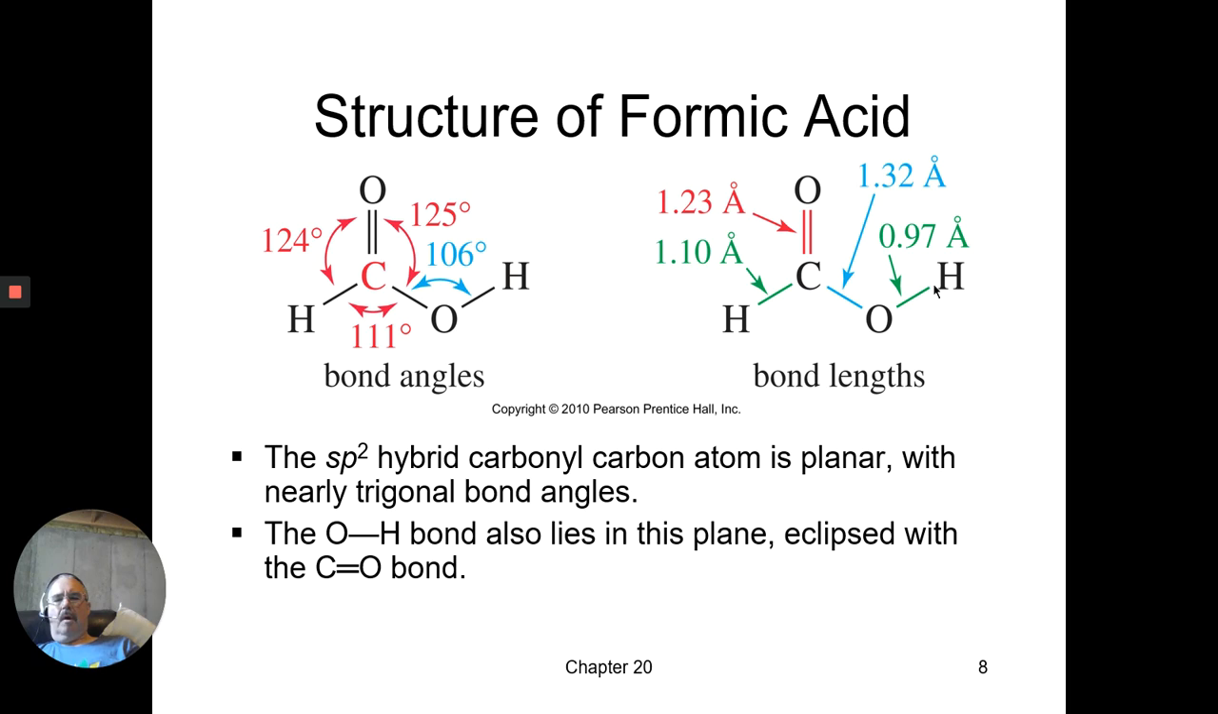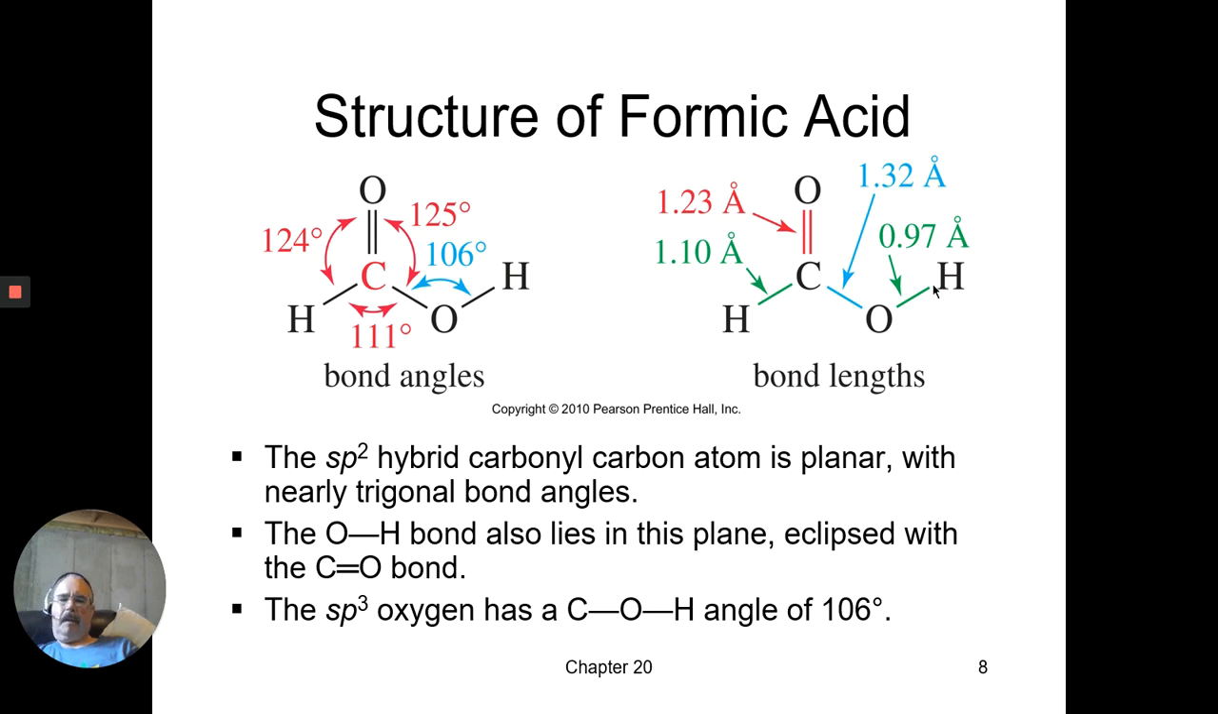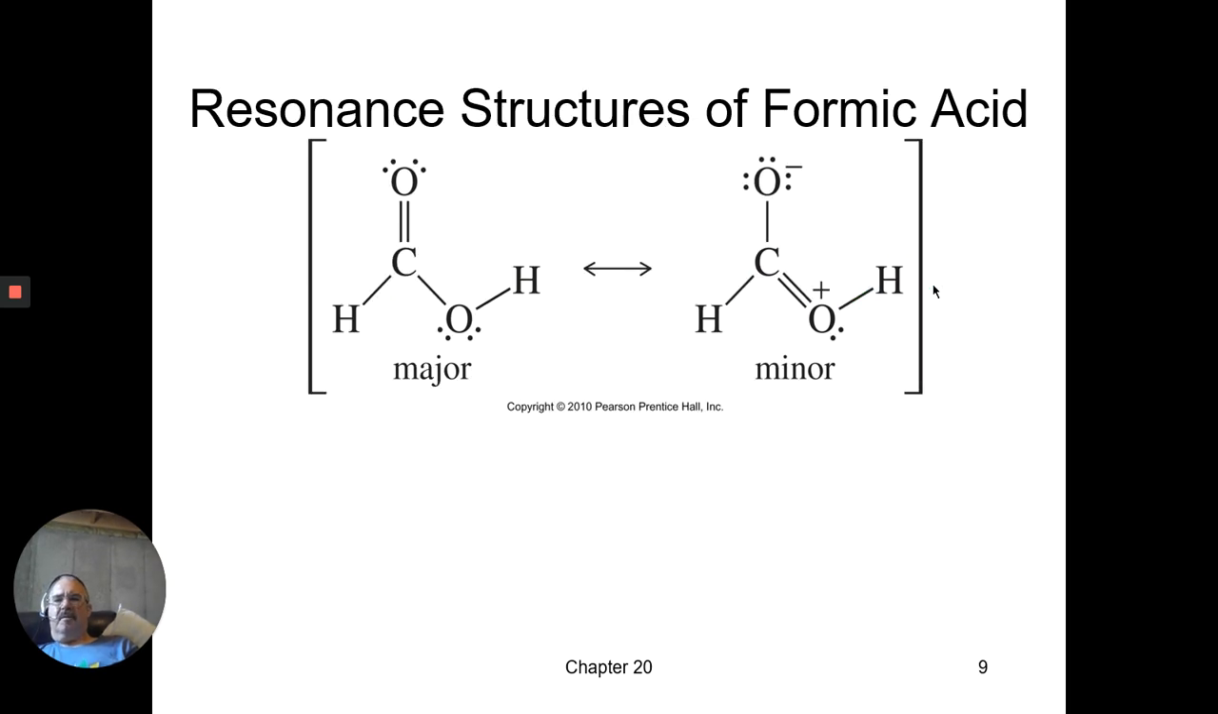The CO bond also lies in the plane, and it is eclipsed with the CO double bond. The COH angle is 106 degrees. Formic acid is stabilized by resonance. These are the two resonance structures. The major structure is the one without charge separation.